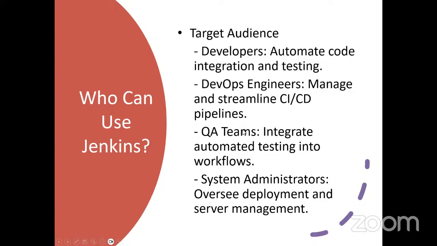Then QA teams. What is the QA team? QA means quality analysis. The team will check the deployment. Once the website is deployed, they will test it in a live environment. Suppose I have deployed a website. The QA team will test whether all the functions are working fine or not. If there is any issue, they will report it to the developers directly, and the developer will make the changes, and that will be deployed again with Jenkins. So this is a kind of circle which is followed.